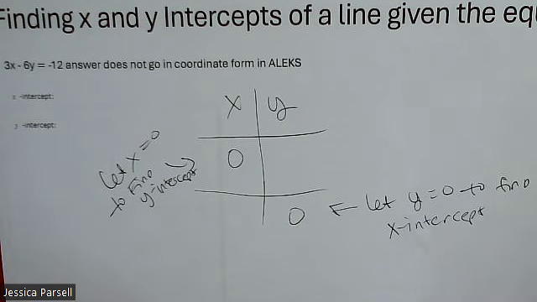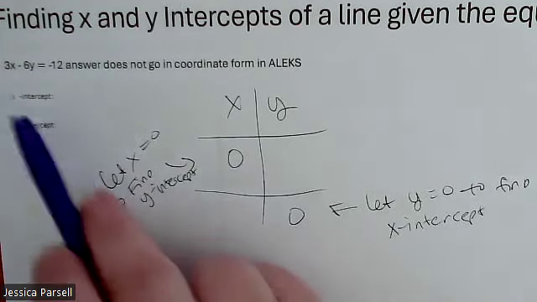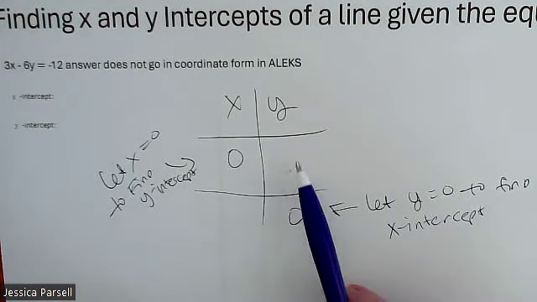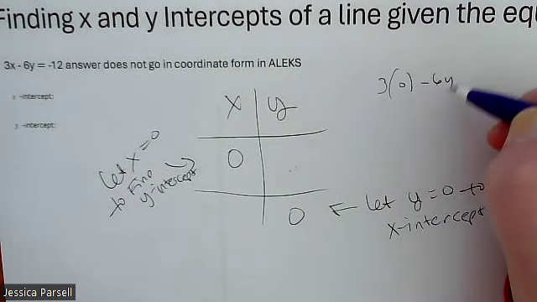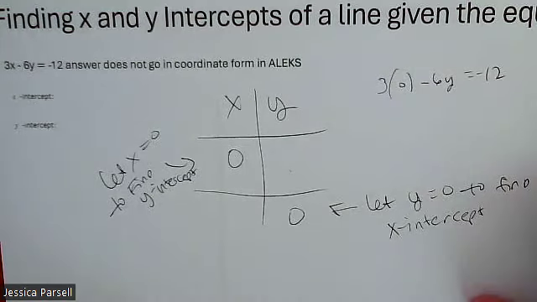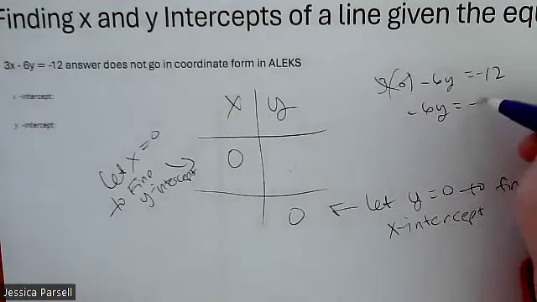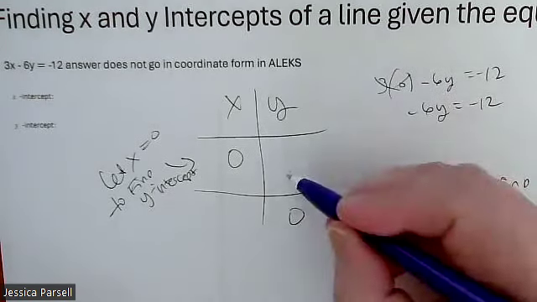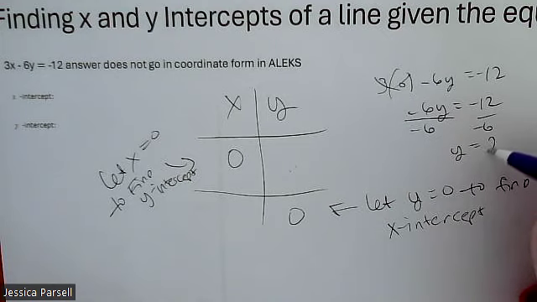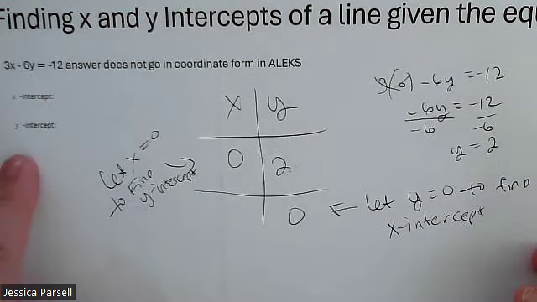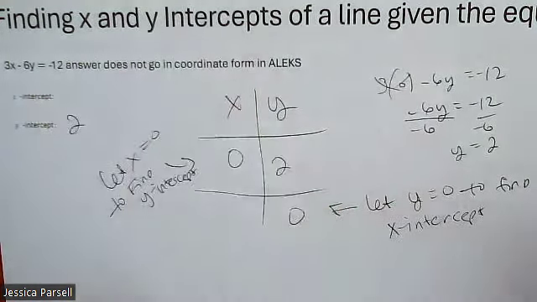Okay, so you're going to solve this equation kind of twice. Let's go find that y-intercept first. So I'm going to put a 0 in for x. So 3 times 0 minus 6y equals negative 12. Anything times 0 just cancels, so negative 6y equals negative 12. We want to know what y is, so divide each side by negative 6. So y is equal to 2. So your y-intercept is just 2.